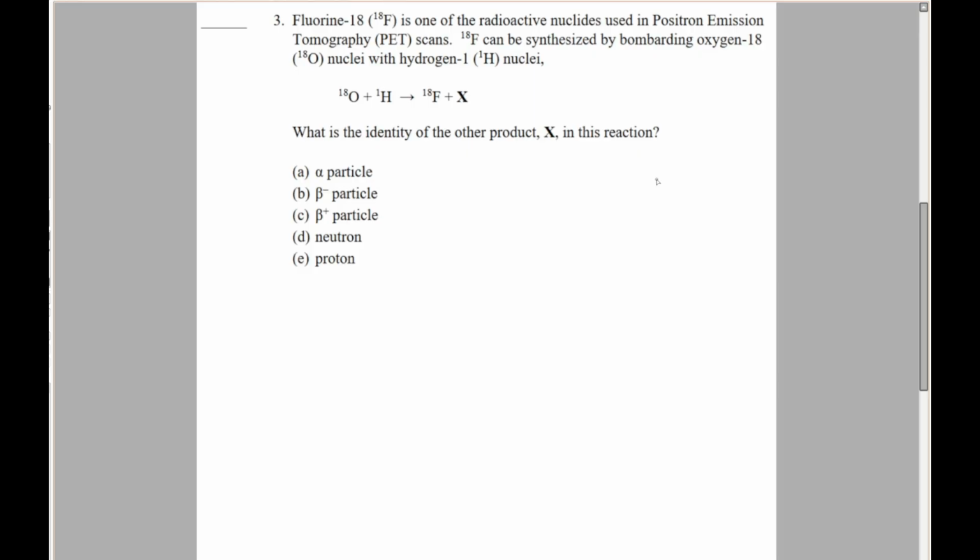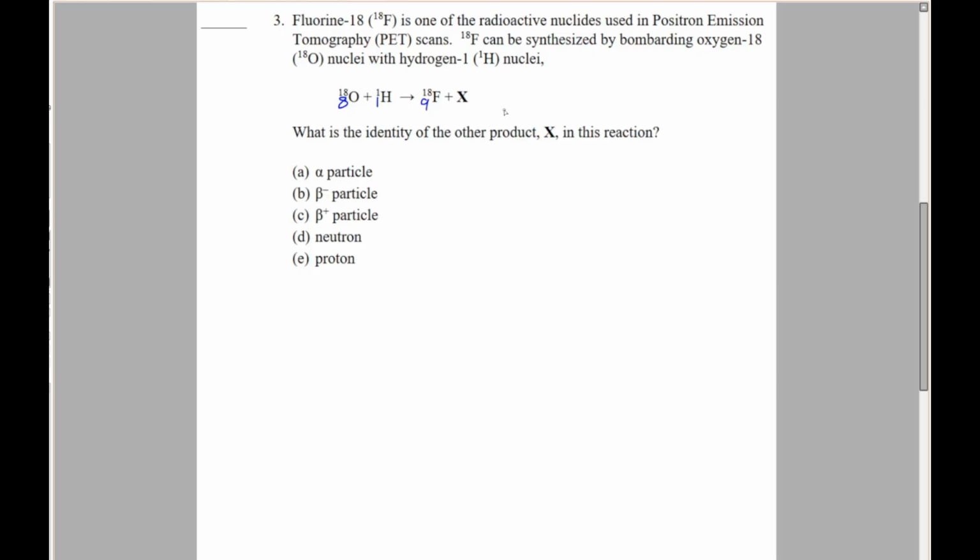For nuclear equations and those sorts of problems, it's pretty much just a very simple algebra problem in disguise. We want the top numbers on each side to match, and we also want the bottom numbers on each side to match. But we're not given all of the information yet that we need, so you will need to check your periodic table for this. We're only given these mass numbers, but if you look on the periodic table, you'll find that the atomic number for oxygen is 8, the atomic number for hydrogen is 1, and for fluorine it is 9.